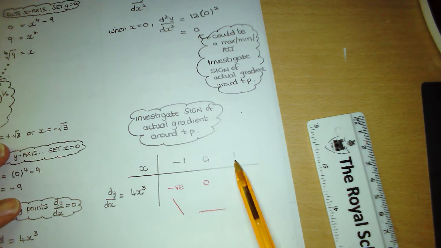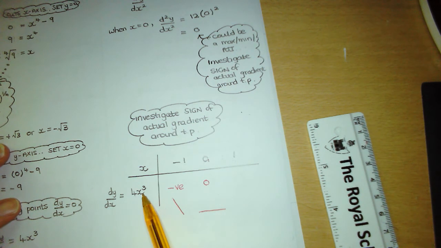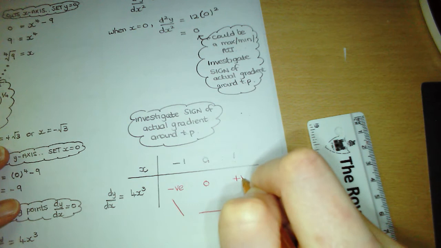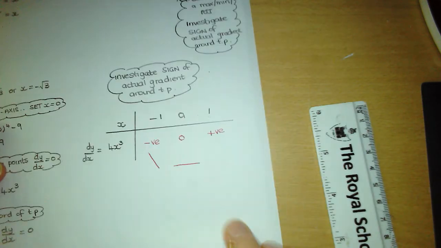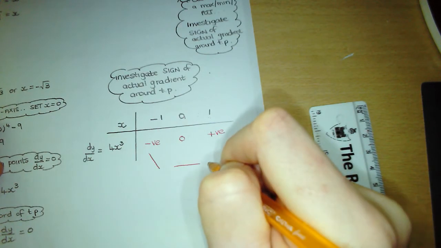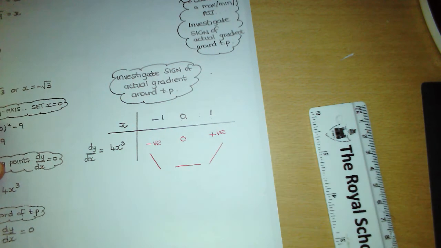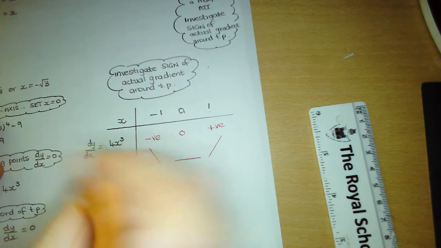What's happening when we chuck in 1? Well, when we chuck 1 into the general gradient, we're going to get 1 cubed, which is 1, times 4 is 4. So the sign of the actual gradient is positive. So that means the tangent is sloping up immediately after the turning point. So what type of turning point is it? Well, it's got to be a minimum. It's got to be like a U-shape minimum. Tangent sloping down, then horizontal, and then sloping up. So therefore, it's a minimum turning point.